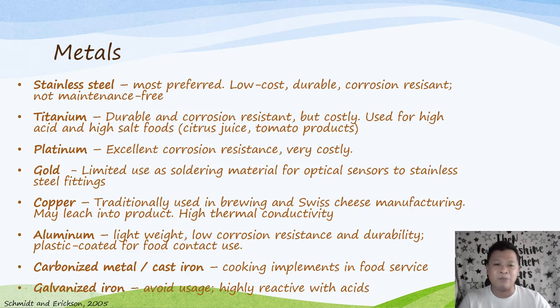Traditionally, they used copper in Swiss cheese manufacturing. However, because it leaches into the product, then it's usually not used as a direct contact material anymore. And although aluminum is lightweight and corrosion resistant, it's not as durable, and usually it's plastic coated when used for food contact, especially as a packaging material. We also have carbonized metal or cast iron, which is still used mainly in food service, and galvanized iron is already avoided, especially as it is reactive with acids.